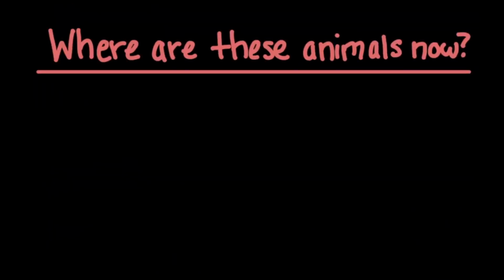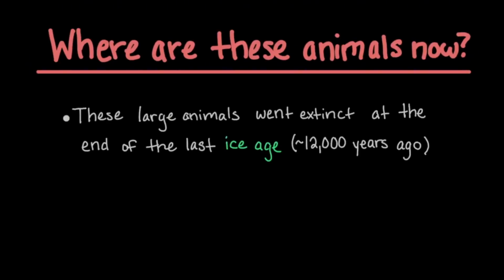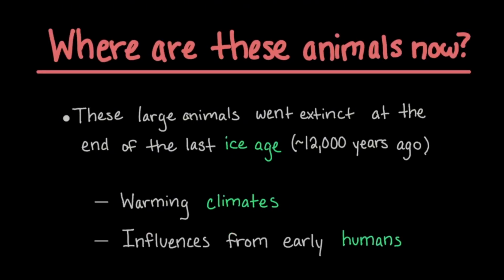So where are these animals now? Most of these large animals died out at the end of the last ice age, around 12,000 years ago. This was due to changing climates, as their bodies were too large to effectively live in these warmer temperatures. Human influence could have also played a part in these extinctions.